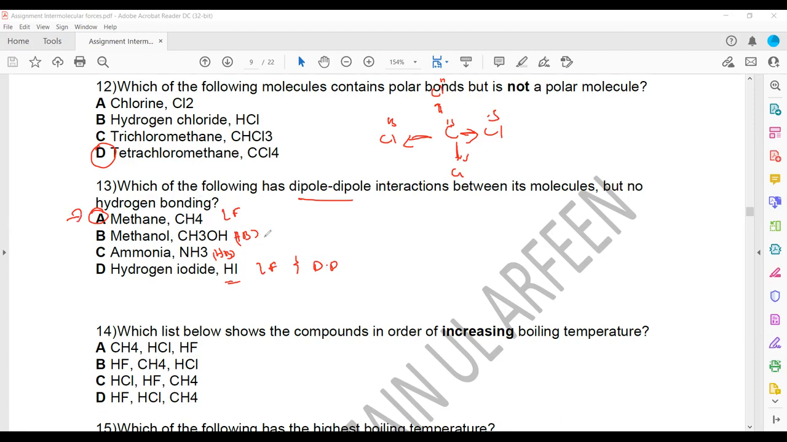The methanol will have hydrogen bond and London forces. London forces are always there because when you have electrons, there will be attraction between the electrons and the nucleus of the atoms. So we call that a London dispersion force.